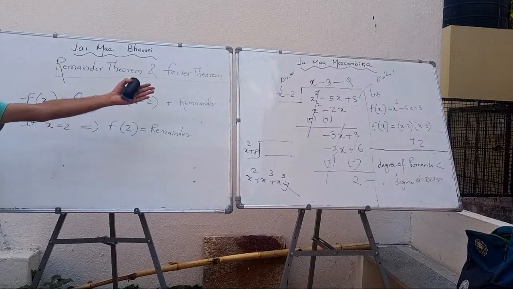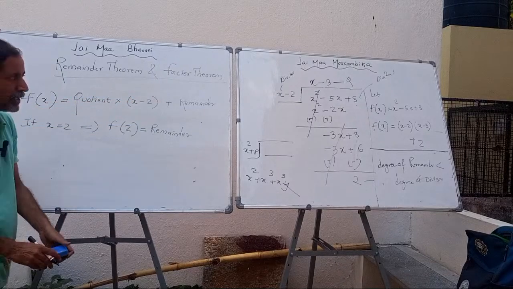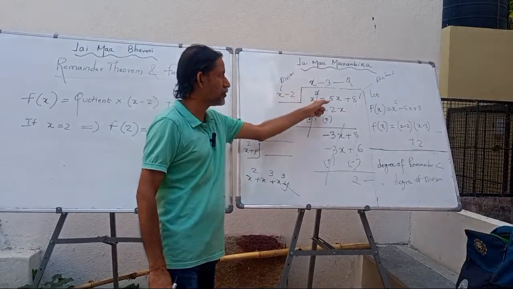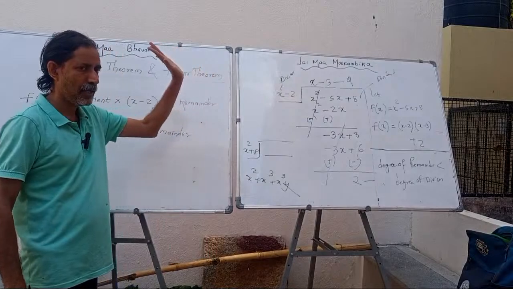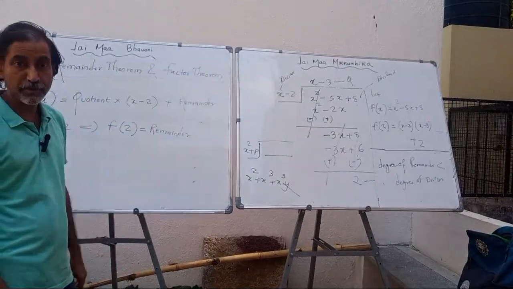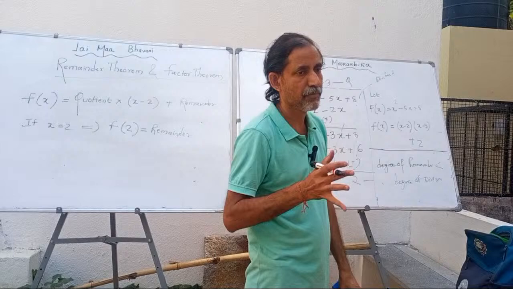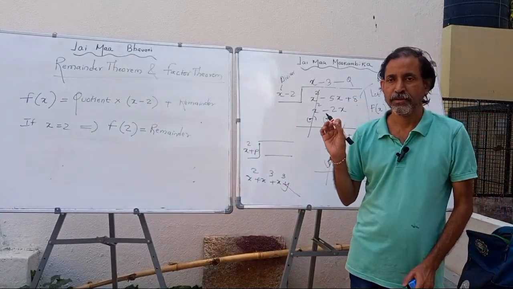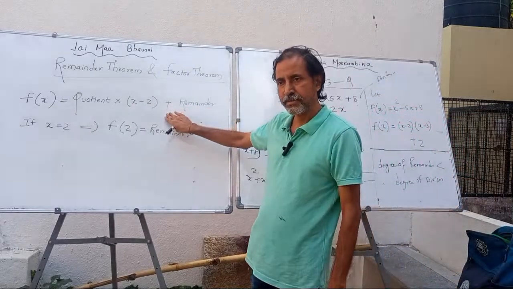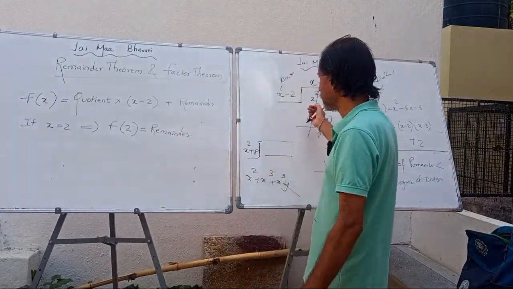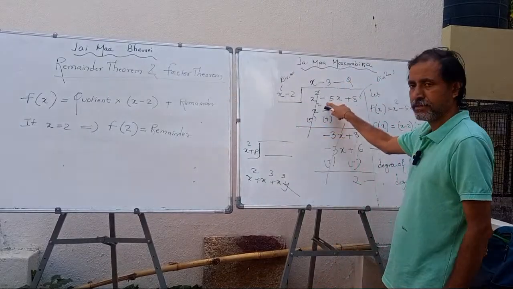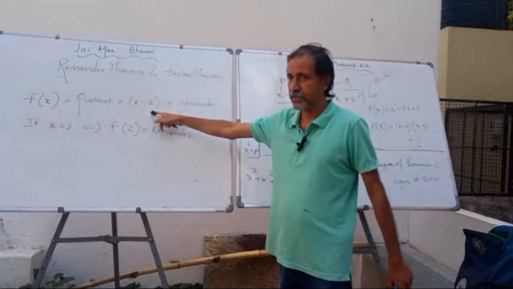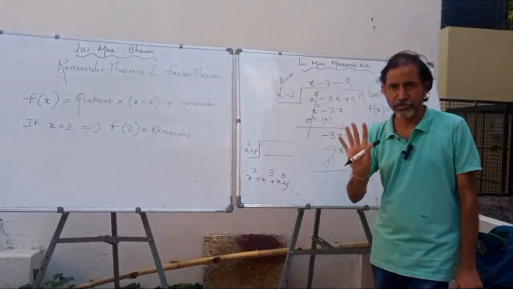So you don't have to do all this division. If you are dividing by x minus 2, to find the remainder, I just put x equal to 2 in this entire thing, and whatever the answer is, that is my remainder. This is the remainder theorem. Did you understand or did you not? Repeat. Did you understand this? I did nothing. I just wrote f of x is equal to quotient into divisor plus remainder. This is the universal truth.